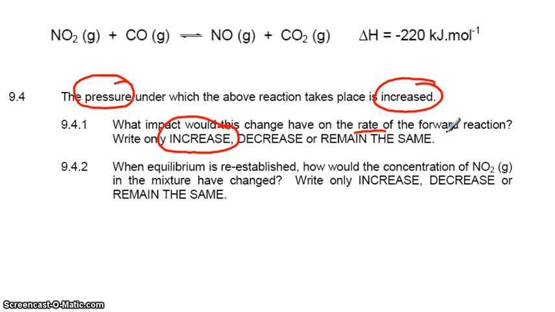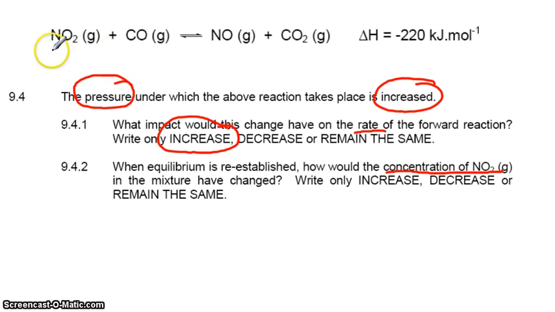9.4.2 now asks a question to do with equilibria. This is not a rate question now. It asks, when the equilibrium is re-established, how will the concentration of NO2 have changed? To answer that question we need to use Le Chatelier. Remember, Le Chatelier says that if we increase the pressure it will shift to decrease the pressure, and it does that by going to the side with fewer moles.